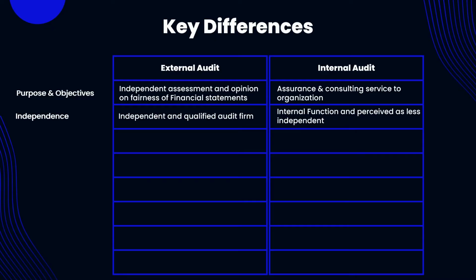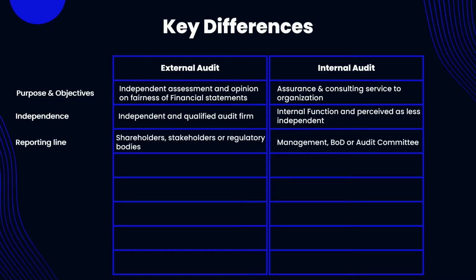The second main difference is the independence. External auditors are independent and not employed by the organization they are auditing. They maintain an arm's length relationship to ensure objectivity, while internal auditors are employed by the organization and are part of the organization's management structure. Okay, so their independence may be perceived as less compared to external auditors.